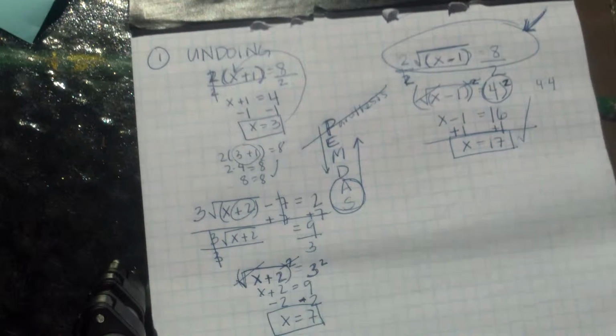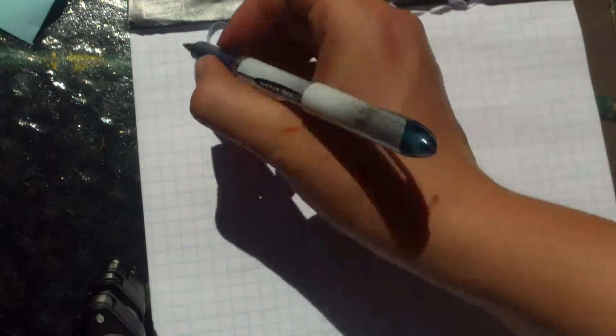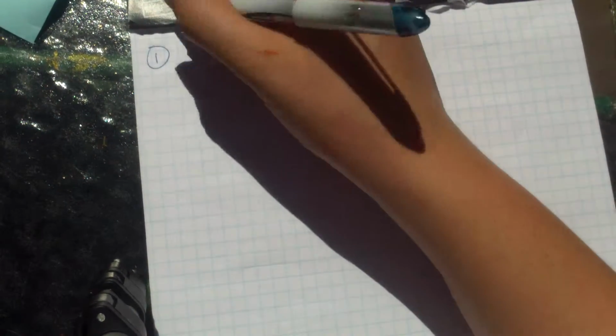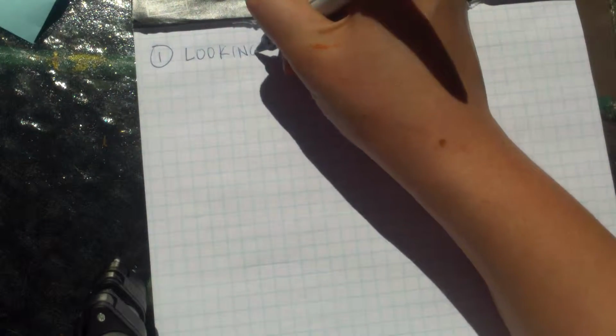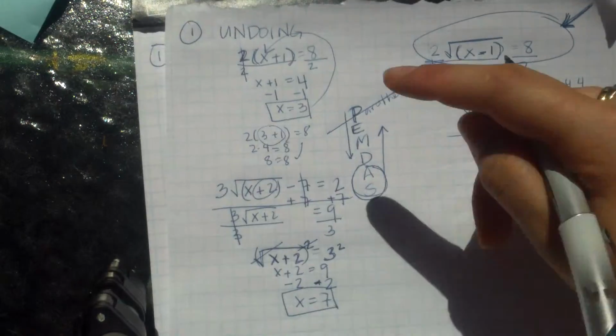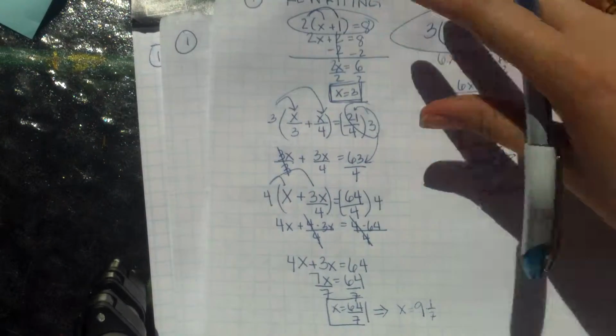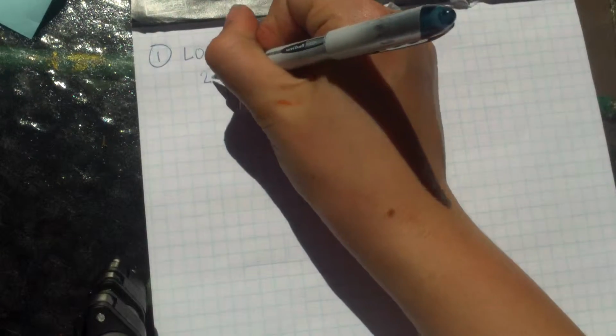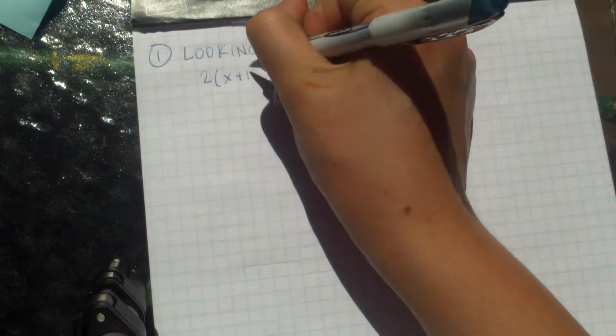Okay, we just finished undoing. So we're moving on to, oops, we're still on problem number 1, but we're moving on to looking inside. So let's stay with the theme of this problem right here. We've done it by rewriting, and we did it by undoing, so we're going to do the same thing by looking inside. So 2 times x plus 1 equals 8. This time we're going to look inside.